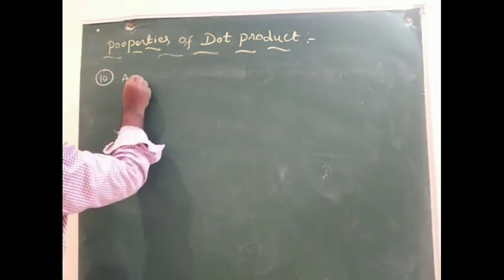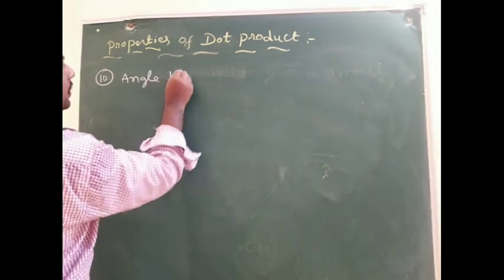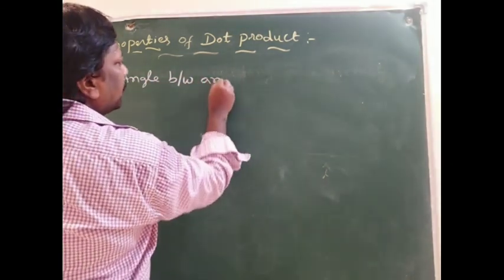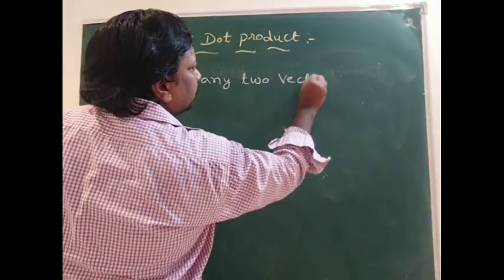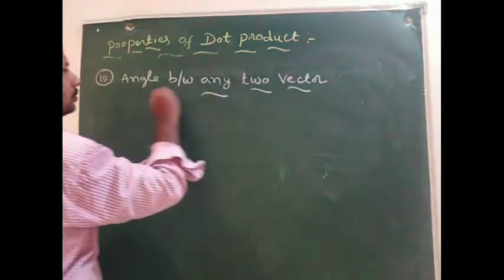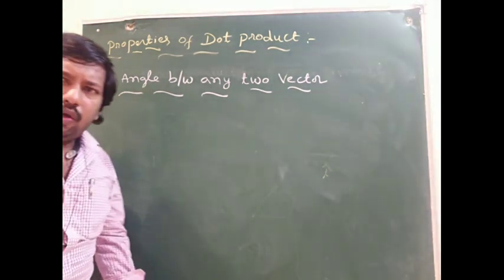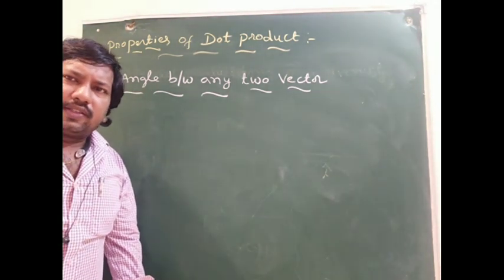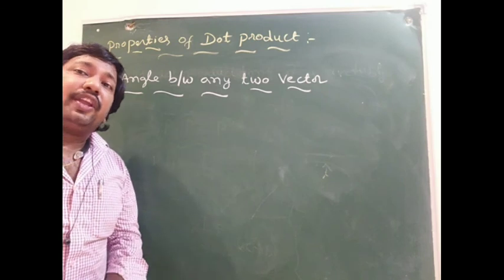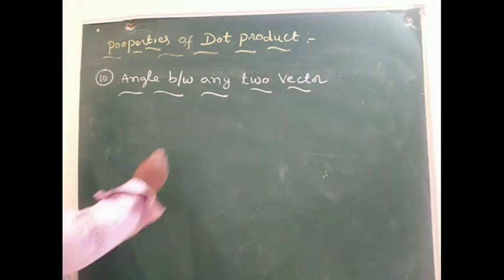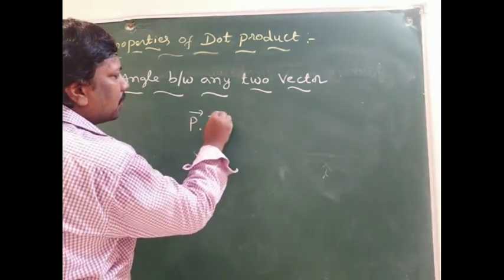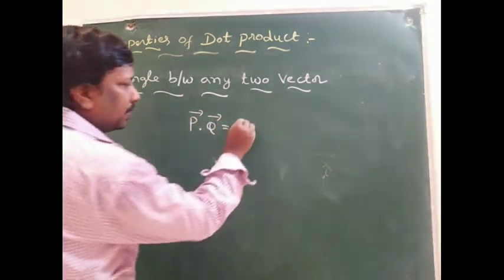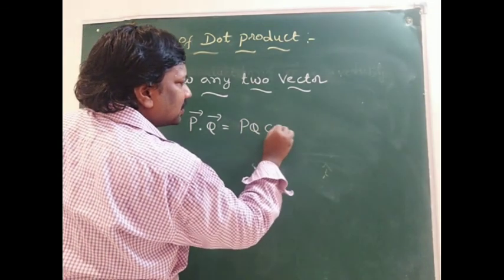Angle between any two vectors. By using the dot product, we can determine the angle between any two vectors. Here P bar and Q bar are the two vectors. The dot product of P bar and Q bar is PQ cos theta.